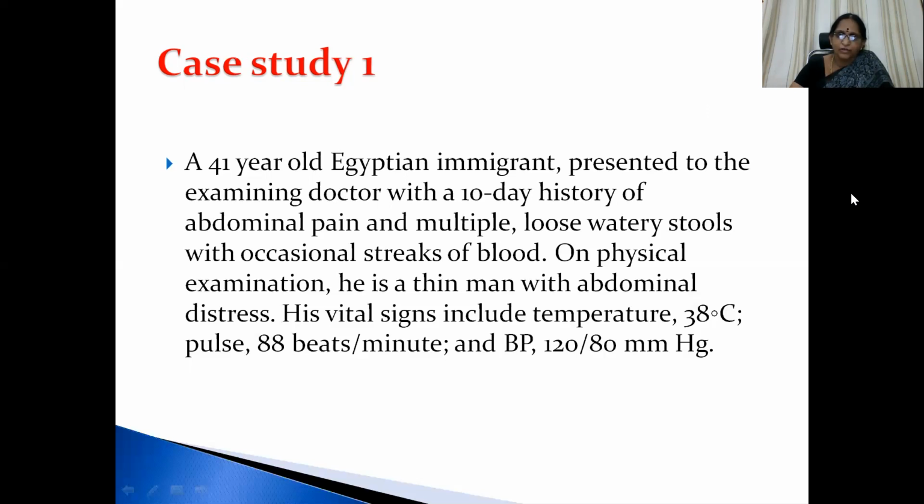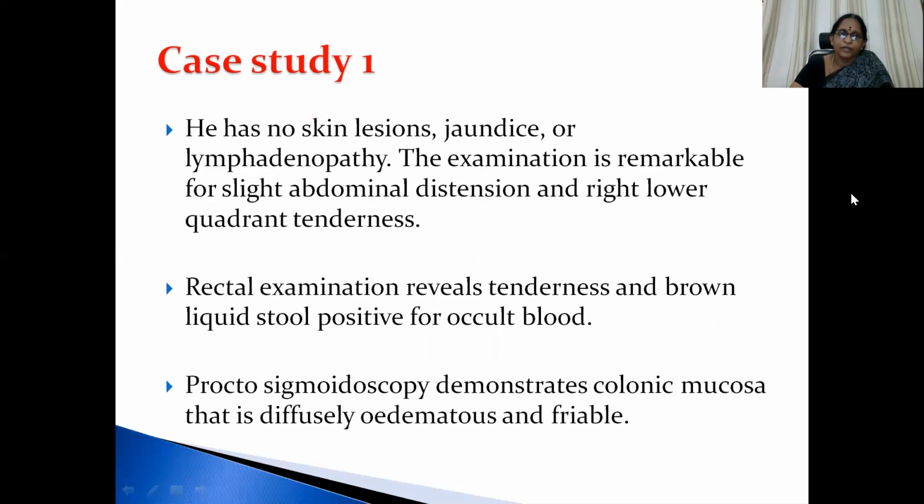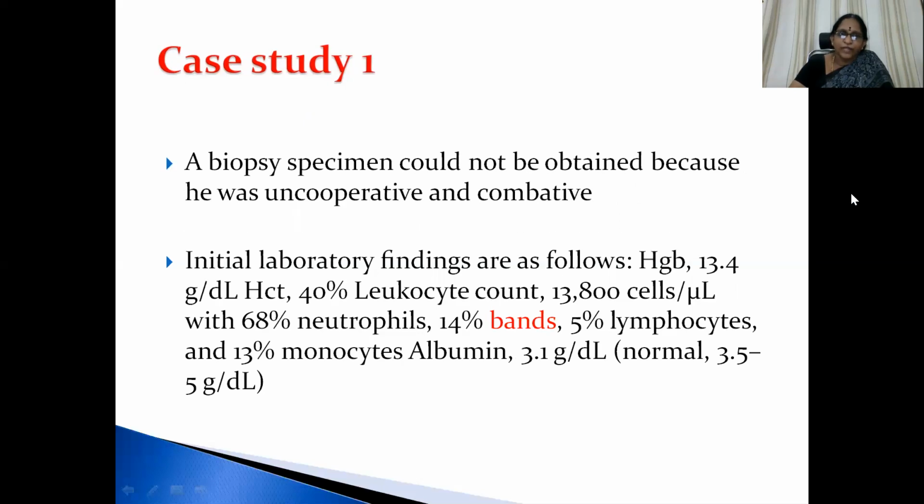Whatever is abnormal, or the complaints and manifestations that the patient has come with, you need to pay attention to. Then he has no skin lesions, jaundice, or lymphadenopathy. Normal. The examination is remarkable for slight abdominal distension and right lower quadrant tenderness. This is a specific point. Rectal examination reveals tenderness and brown liquid stool positive for occult blood. Point to be noted. Proctosigmoidoscopy demonstrates colonic mucosa that is diffusely edematous and friable. Then a biopsy specimen could not be obtained because he was uncooperative and combative.